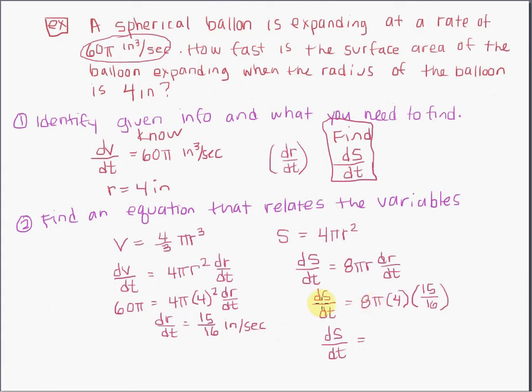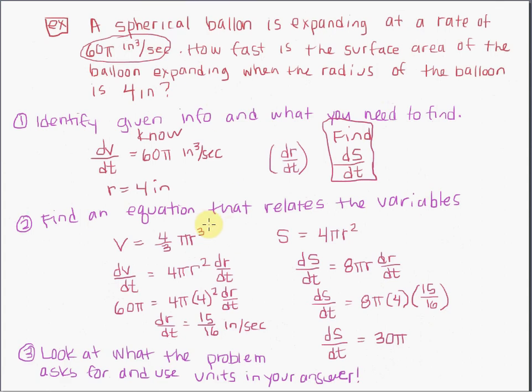Okay, so we have here 30 pi, and you can leave it in terms of pi. You really don't need to multiply the pi out. But let's really quickly add this last step: the third step is to look at what the problem asks for and use units in your answer. It's really important that you have those units because you get a point just for having those. So the answer you're looking for, dS/dt, is 30 pi. And remember that this is in inches and this is a two-dimensional measurement, so you have inches squared per second.